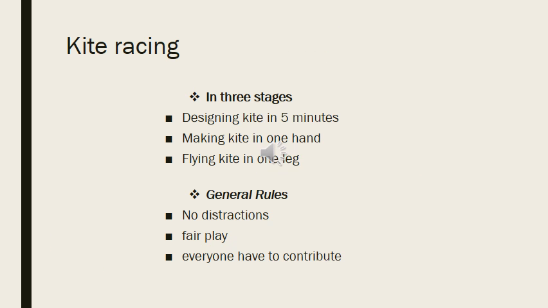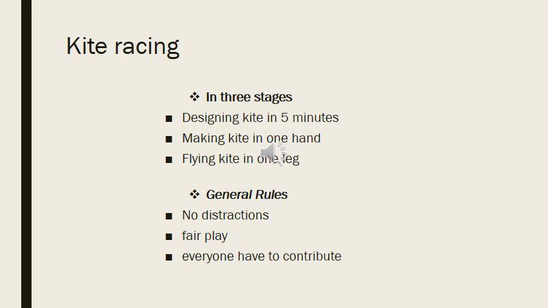So the second part of our activity is kite racing, in which teams of 4 to 5 members will compete in 3 stages. In this activity, employees will first need to design the kite in a limited time of 5 minutes. The teams that successfully design the kite within the time limit will move to the next stage. The second stage is to make the kite, and every individual is allowed to use just one hand.